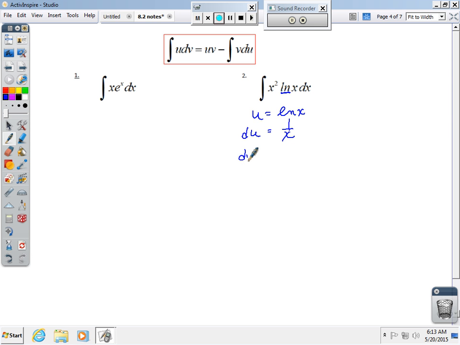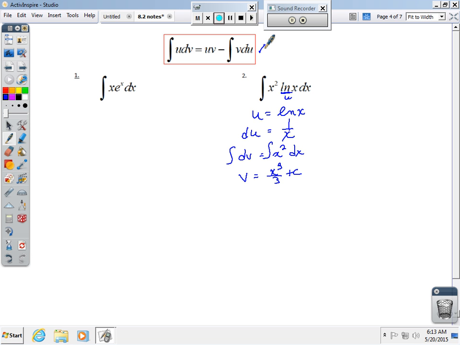And now dv, so if we let that equal u, then the remaining stuff has to be dv, which is x squared dx. And I always want to integrate that. So that's going to give me a v. The integral of x squared is x cubed over 3, and then plus c. But again, we'll put the plus c back in. And now you just use the rule from the very beginning.